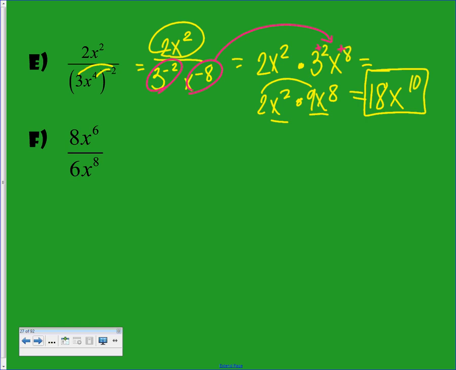Okay, so that's the whole idea today. A negative exponent flips sides of the fraction to get rid of the negative sign. Okay, so example F has 8 over 6.